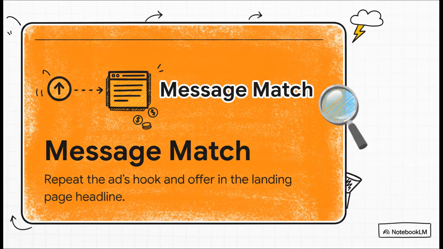First up, message match. This is so simple, but it is so often overlooked. If your ad says, download our 2024 marketing cheat sheet, your landing page headline has to say something almost identical. It instantly tells the visitor, hey, you're in the right place, and the thing I promised you in the ad is right here. It's all about reassurance.